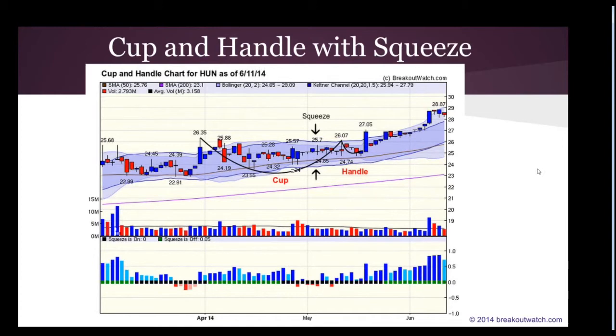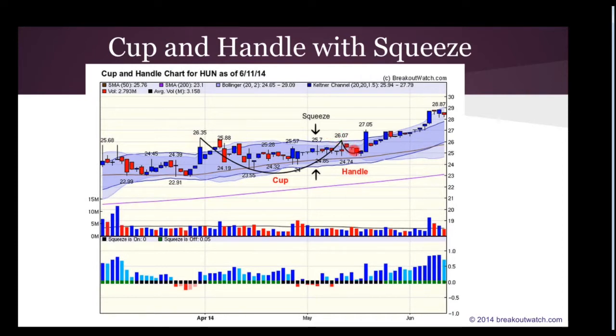There we go. Now, as I was saying, sometimes the cup with handle pattern is difficult to recognize, and HUN is a good example of that. You'll see on the left-hand side where the price is 26.35. That is actually the left cup, because that was an intraday high, which is higher than any price while the stock was in the cup. And you'll see Jim is showing the cup there. The right-hand side, 26.07, that's the pivot.